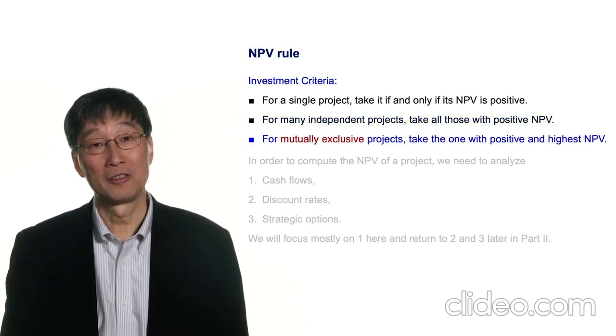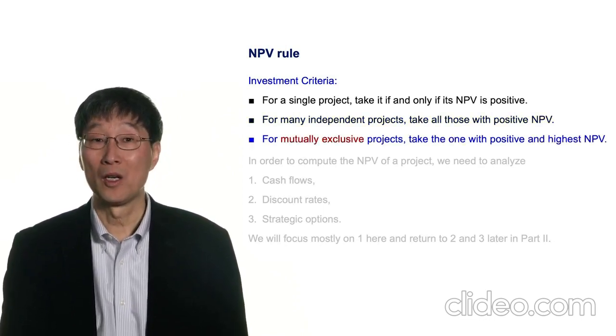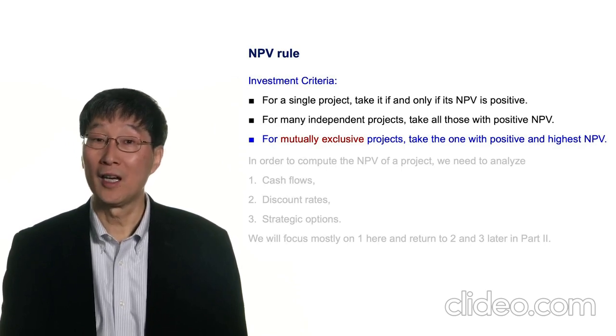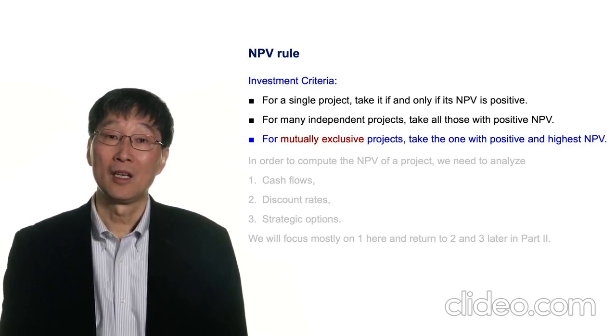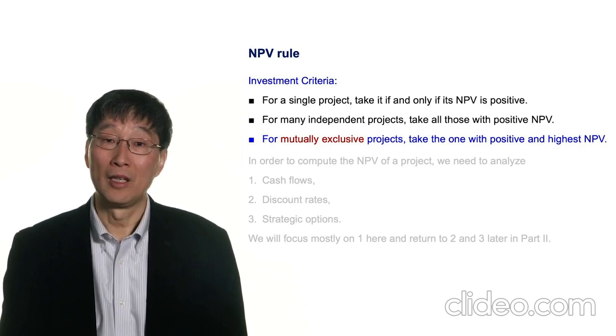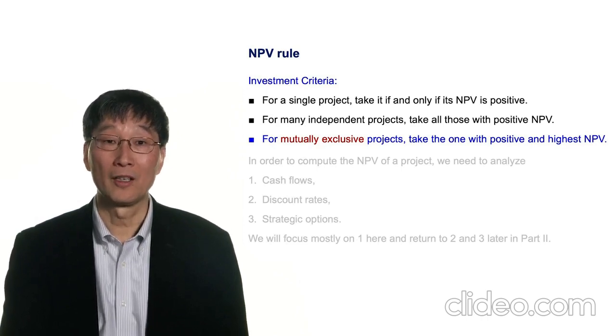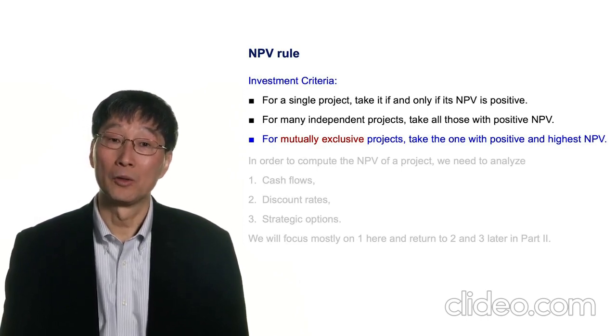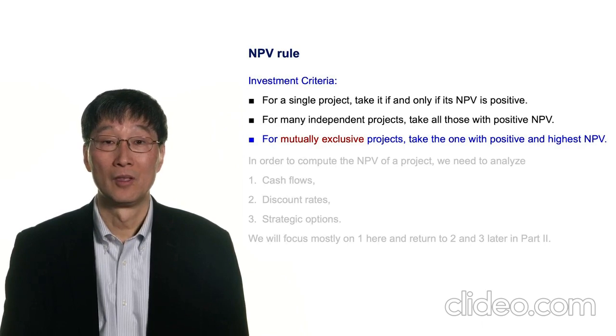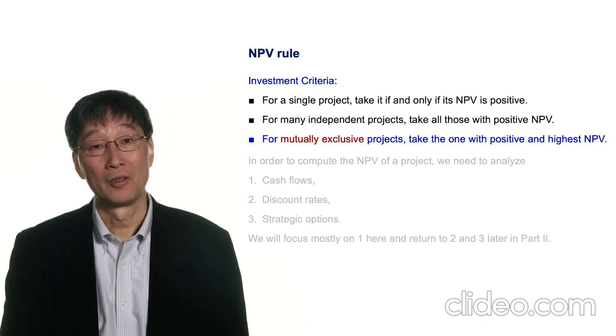For mutually exclusive projects, take the one with positive and the highest NPV. Here, mutually exclusive means we can only do one. An example of mutually exclusive projects is when to build the same condo. Right now, next year, or later.